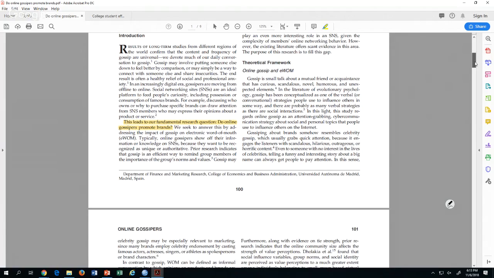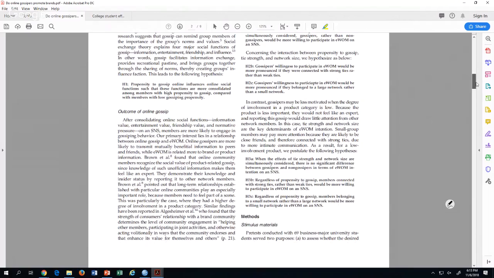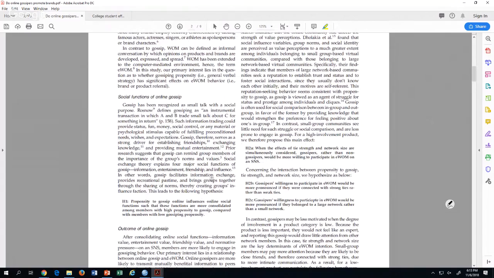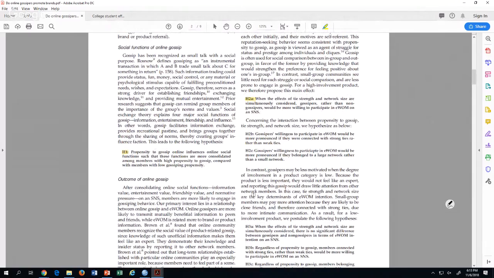This one doesn't break it down in terms of the questions, but it does have hypothesis 1, hypothesis 2, and hypothesis 3. Which of these were specific to the ANOVA? H2 and H3. H2 and H3.